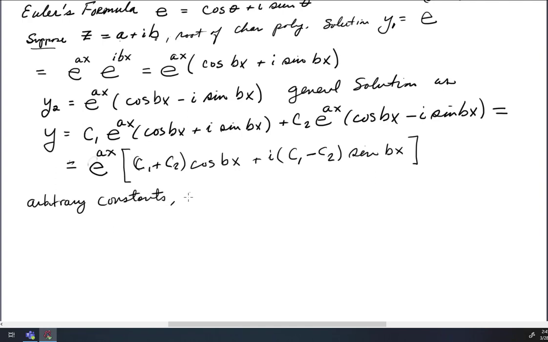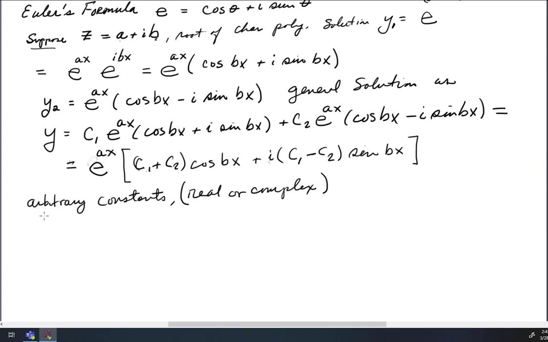Arbitrary constants, and that would be real or complex. They're arbitrary constants, but they can be real numbers or they can be complex numbers. And that's a general solution, but what is unsatisfying about it is it still is complex. It still involves the i. But now here's something for us to note. The c1, c2 can be any arbitrary constants, real or complex.